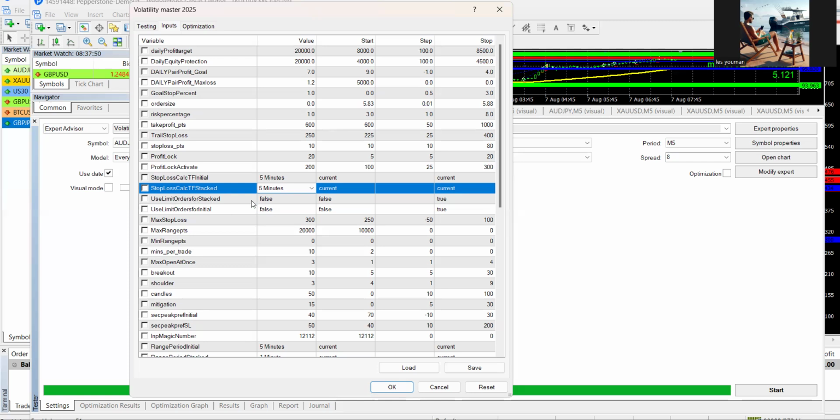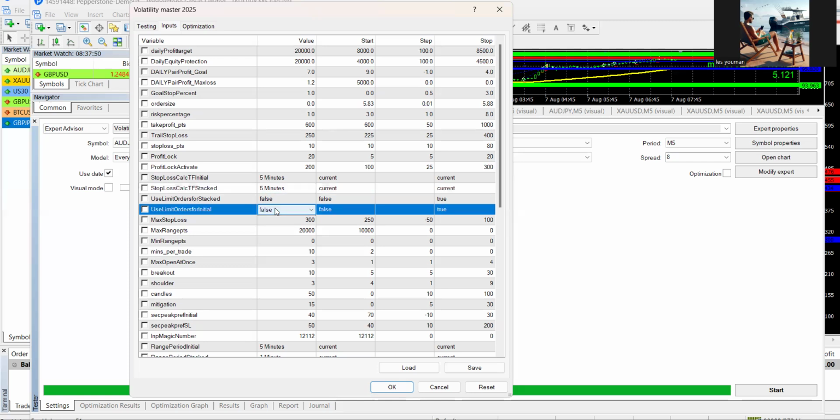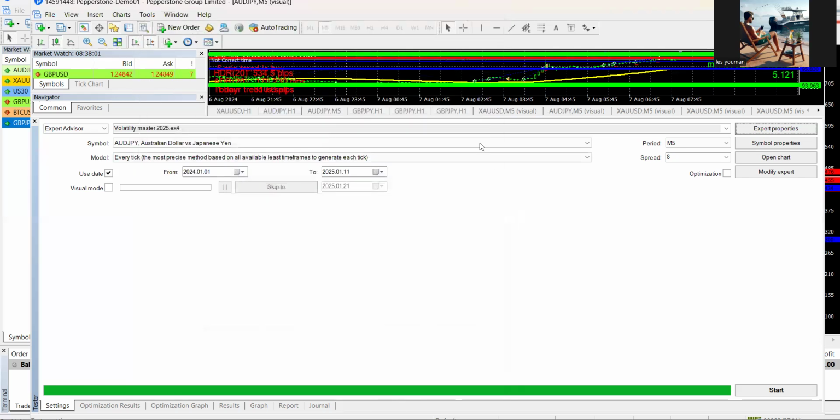And the same for the stack trades. If I set these to true, then instead of taking out a trade at market value, it's going to take out a limit order a little bit further away. And to explain that, I'm going to bring up, let's just have a look at this chart.